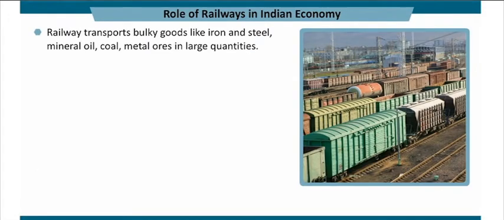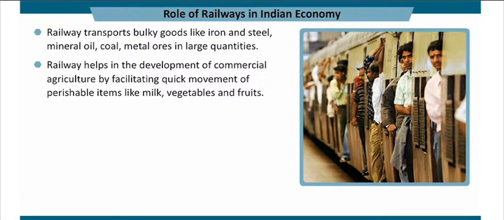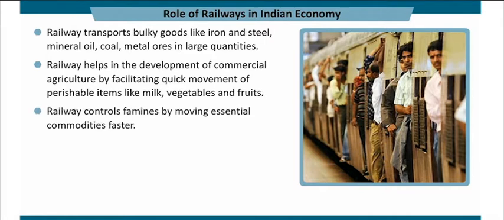Railway transports bulky goods like iron and steel, mineral oil, coal, and metal ores in large quantities. Railways help in the development of commercial agriculture by facilitating quick movement of perishable items like milk, vegetables and fruits. Railways help in developing a unified national market, equalization of prices and also in the growth of trade. Railway controls famines by moving essential commodities faster. Railway plays a key role in administration and in national integration.